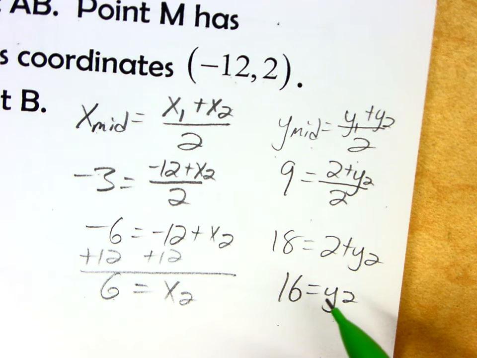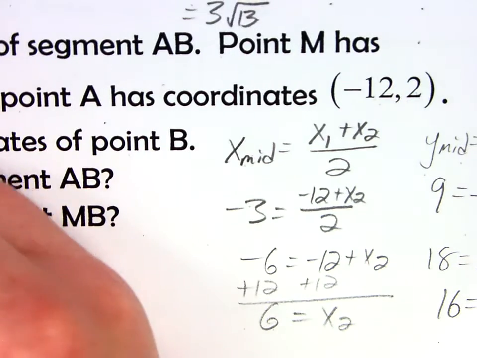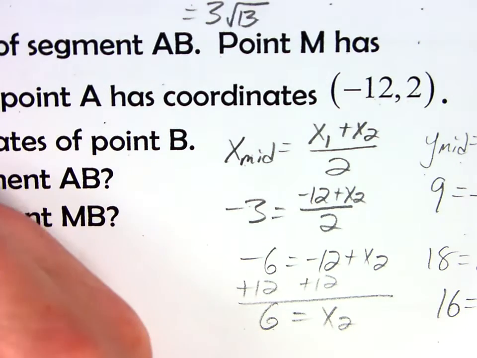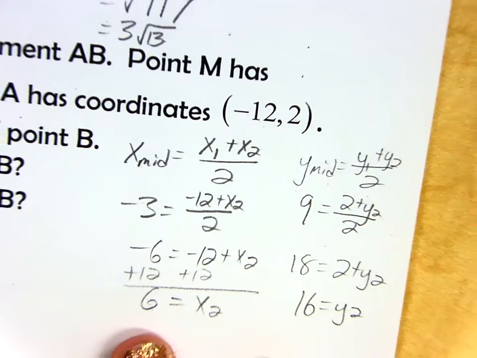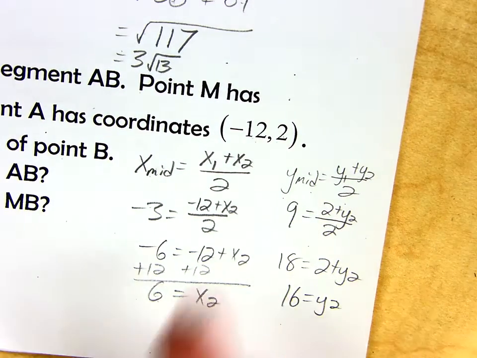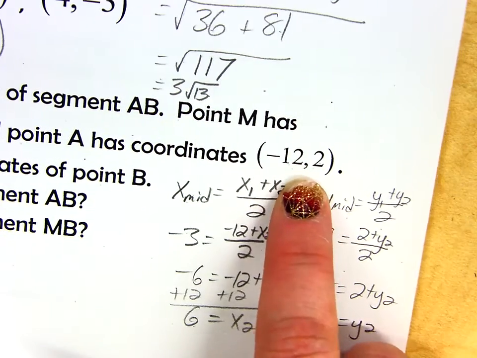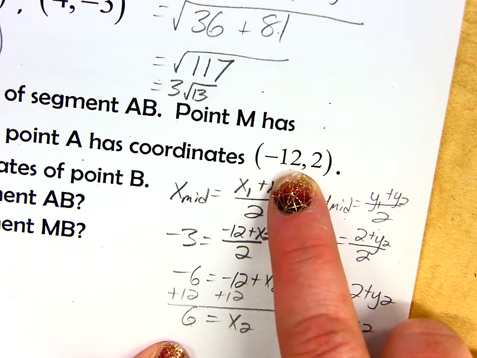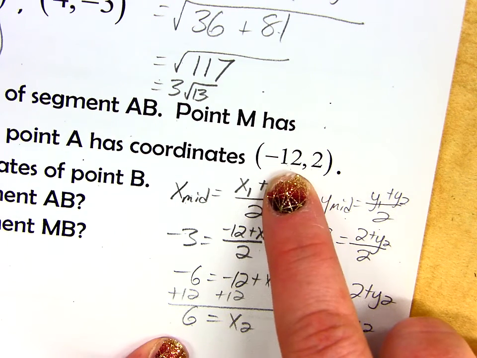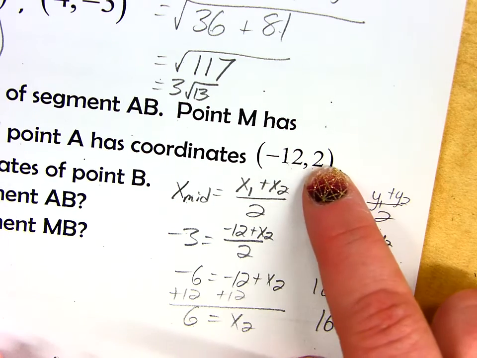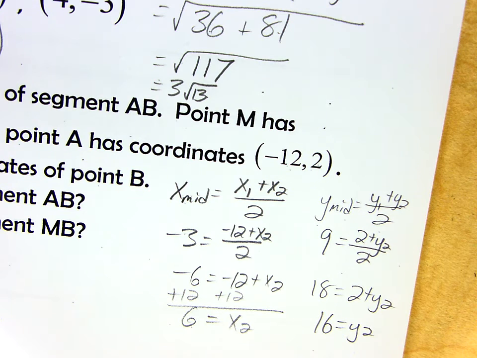Does that make sense? Do you see how I did that? There is a shortcut. Here, no matter what you're doing, it's a good idea to double check yourself too, right? 6, 16 and negative 12, 2. If I really were to add those together and divide by 2, do I really get negative 3, 9? Yep, I get negative 6 divided by 2 is negative 3, and 18 divided by 2 is 9. So yes, a quick check lets me know that I have done this correctly.